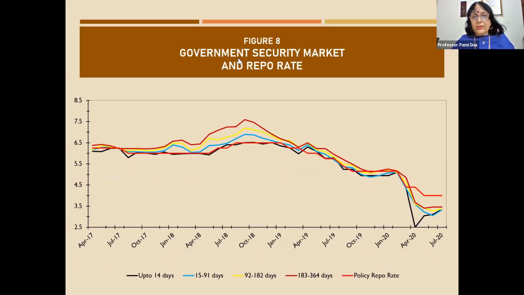So here is a diagram for the GSEC market and the policy rate. Policy rate again is red. So I've taken GSEC instruments with different maturity, and you can see here that they're all moving in tandem with the policy rate.